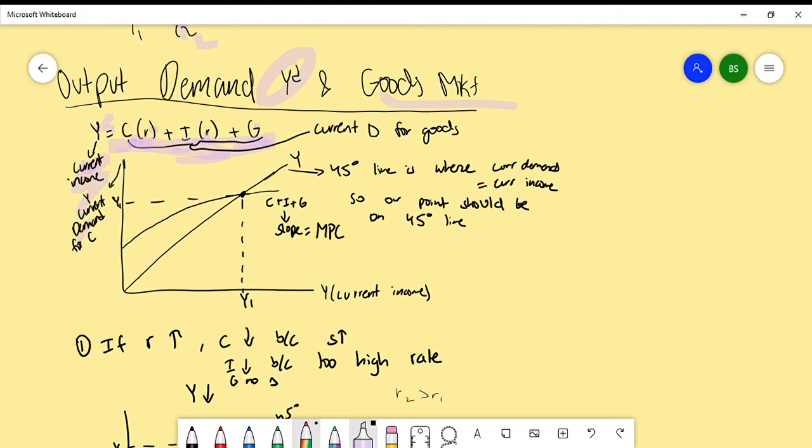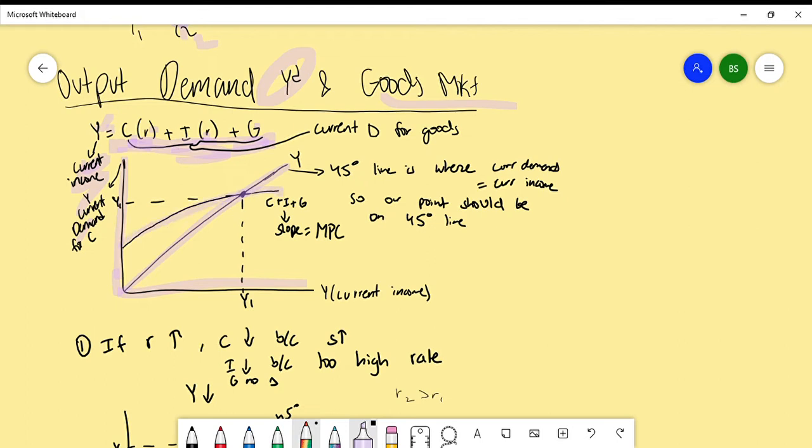Anyway, okay, let's see. We have our Y line, our 45-degree line. We also have this Y equals C plus I plus G line. The slope is the marginal propensity to consume, MPC.